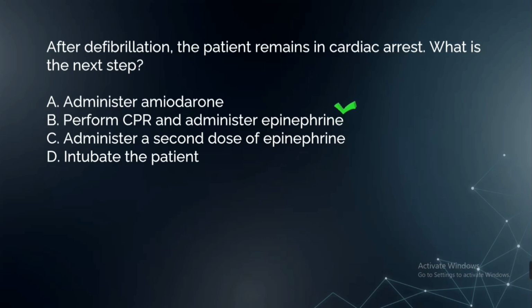If you remember the ACLS algorithm, you will know that after providing defib, we have to again resume the CPR and then administer epinephrine. Usually we remember it as after each even shock, that is 2, 4, 6, 8, we provide epinephrine, and after each odd shock, that is 3, 5, 7, we give amiodarone. So amiodarone is given after the third shock and seventh shock, and epinephrine is given after the first shock usually. If not, then after the second shock, fourth shock, sixth shock.